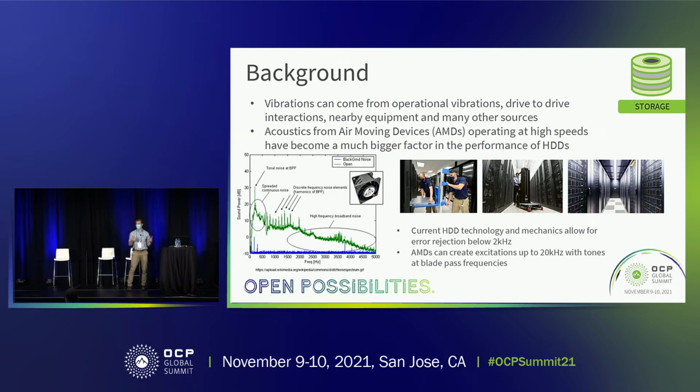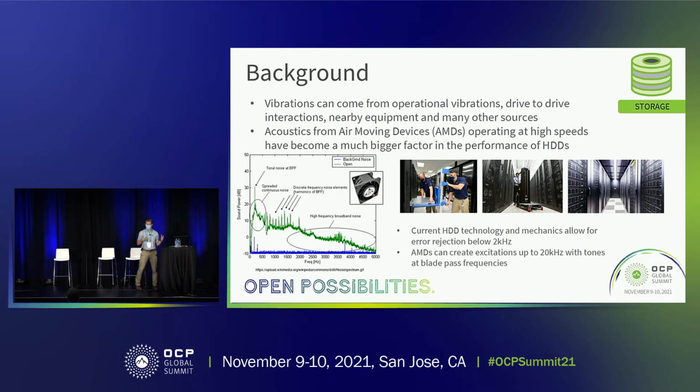You could have nearby equipment. Maybe someone wasn't smart and put a data center right next to a train track, and so a train comes by and you get a lot of vibrations that way. All these things can push the reading head on the drive off the track.